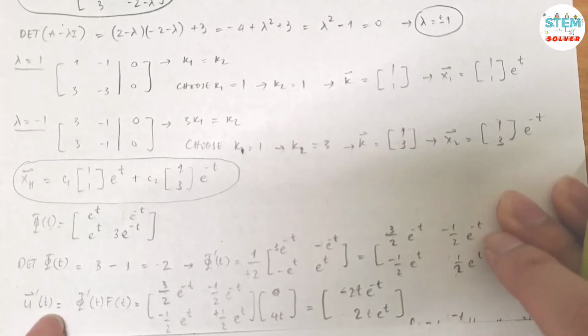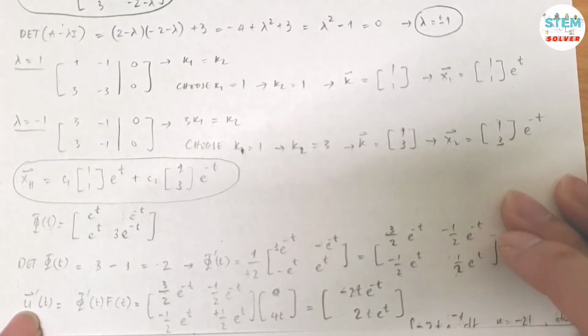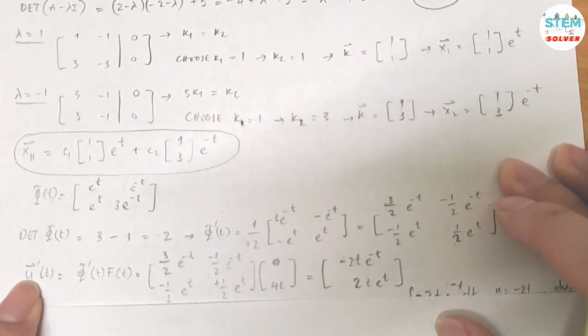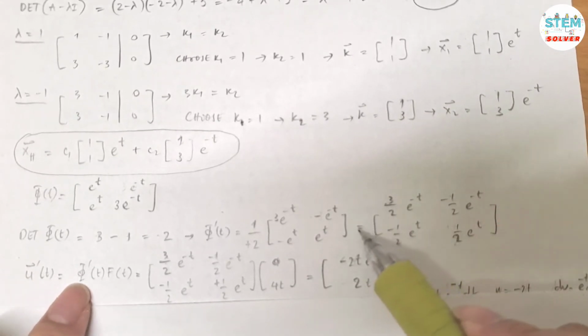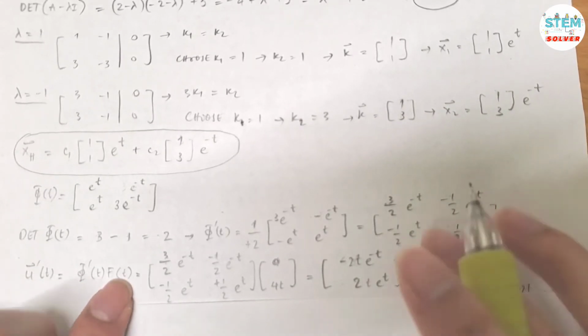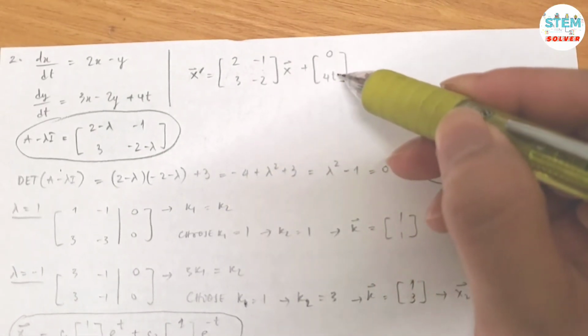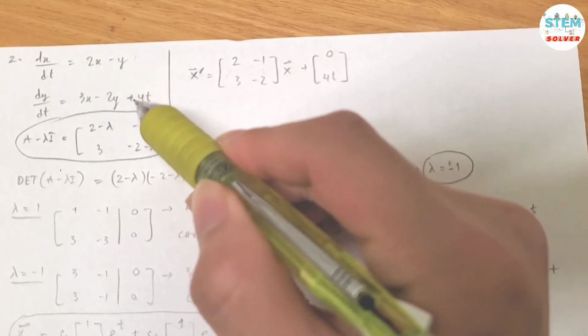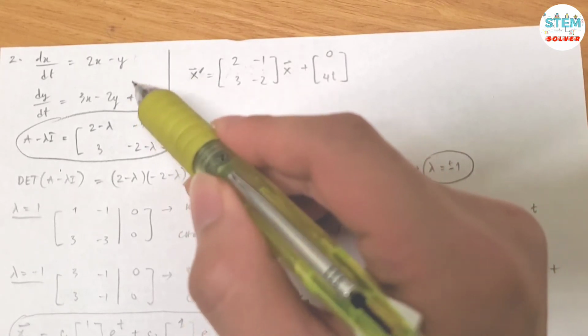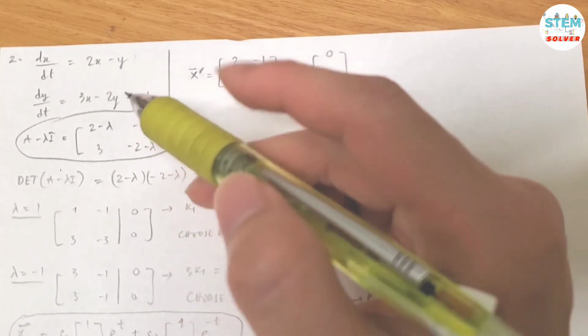And then you are going to find u prime of t, which is inverse phi times f of t. What is f of t? F of t is this vector. Okay, so whatever is left over when you put it in the form where what doesn't come with x and y, your variables.